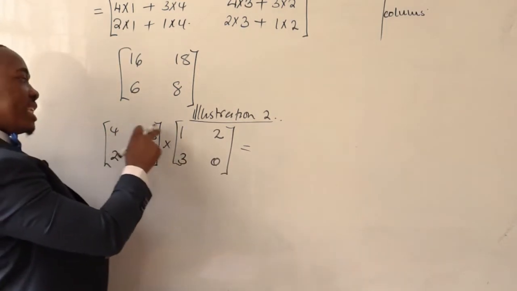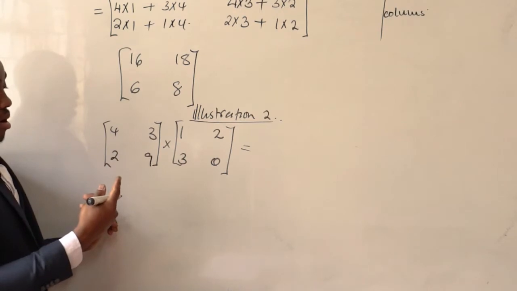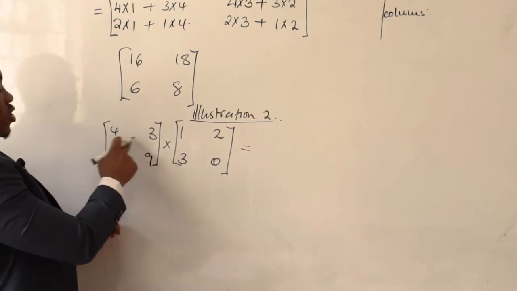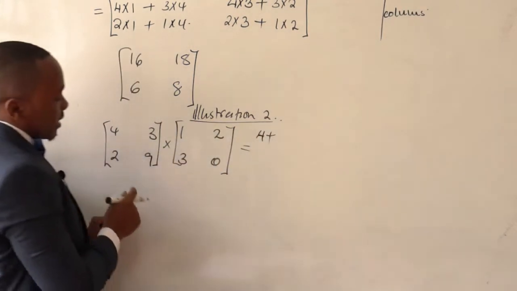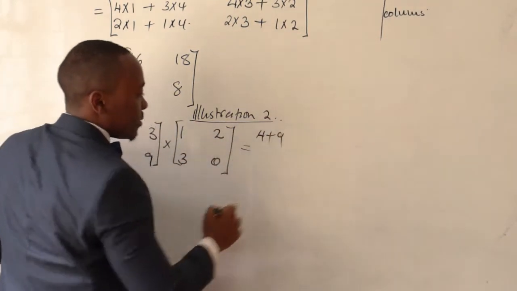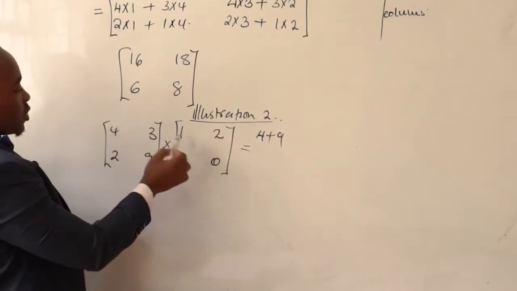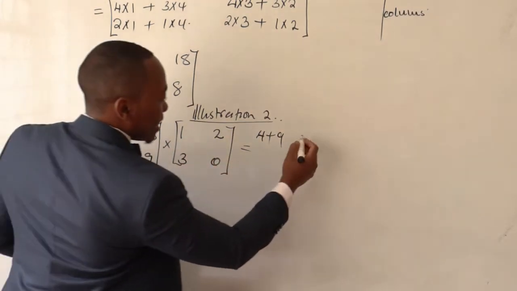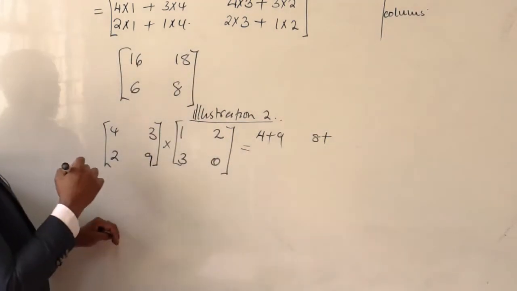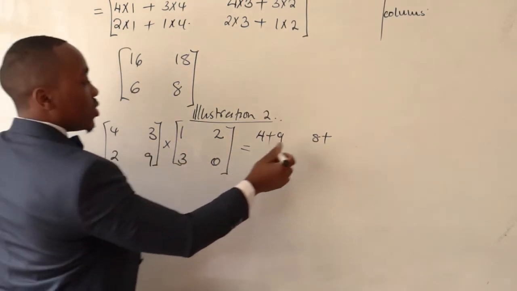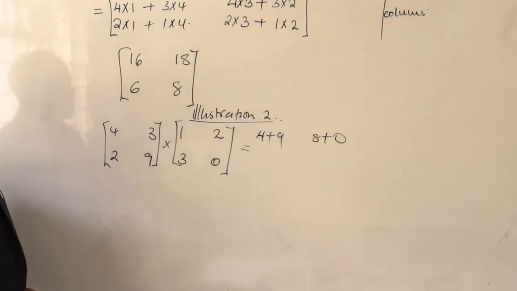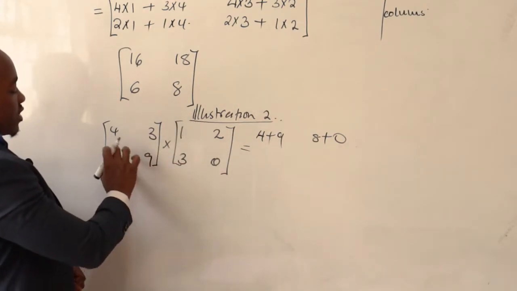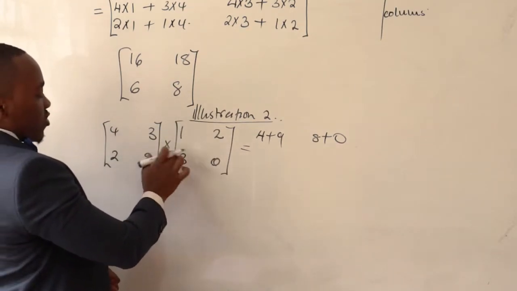You take 4 times 1, which is 4, plus 3 times 3, which is 9. First row, second column: you take 4, multiply by 2, you get 8. You add 3 multiplied by 0, and you get 0. Then we go to the second row.